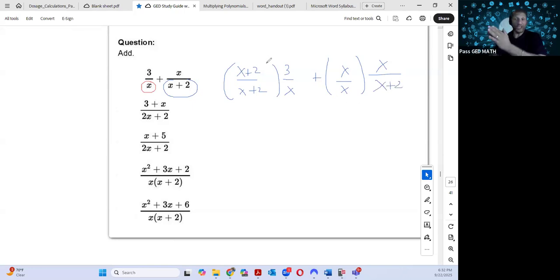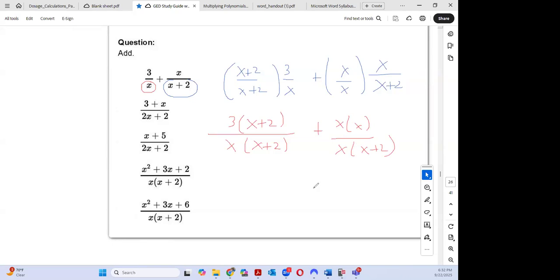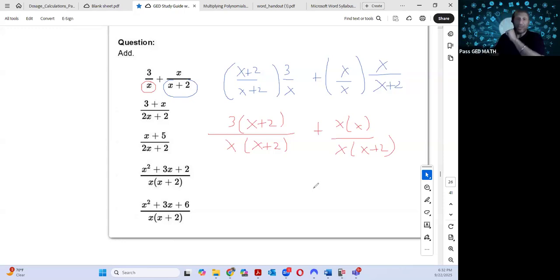Okay, I'm going to rearrange it so it makes sense, or how I'm used to seeing it. So I'm going to put my 3 first, multiply by my x plus 2. I'm going to put my x first, times x plus 2, plus x times x. My x is first over here, x times x plus 2. Do they now have the same denominator? Yes, they do. My denominator for both terms is x times x plus 2.